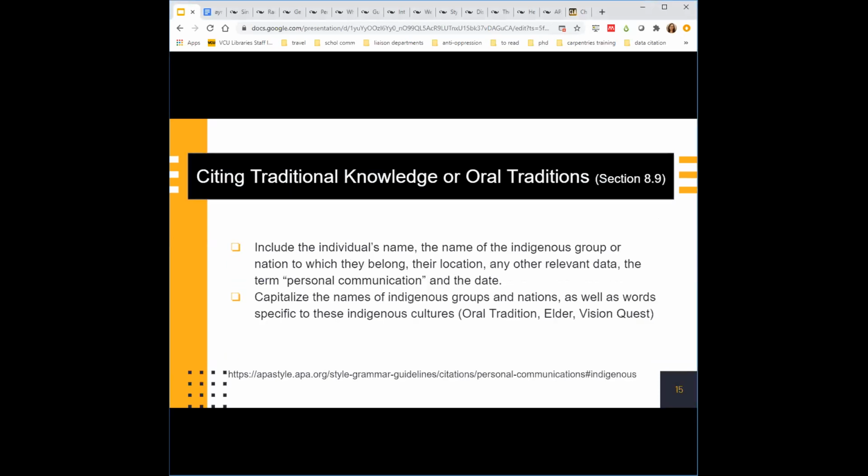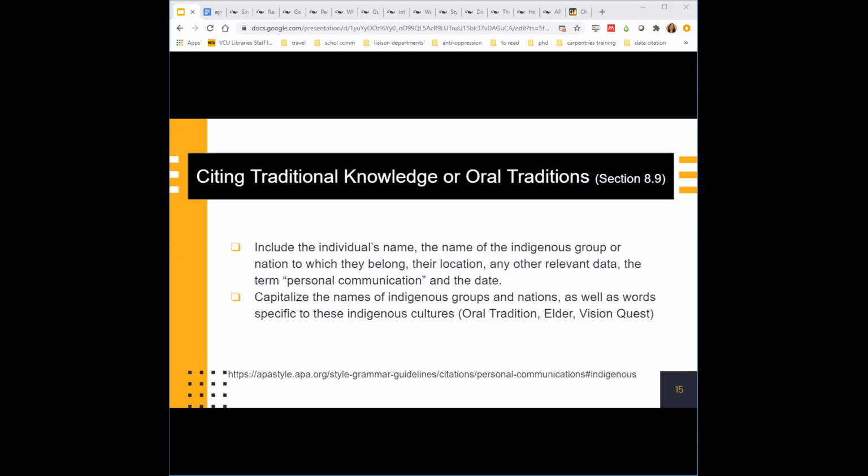All right, this is the final portion. In section 8.9, the APA provides guidance on citing traditional knowledge or oral traditions. So if this is recorded, if it is in print, if it's a video, audio, cite it as usual for the medium in which it's recorded.